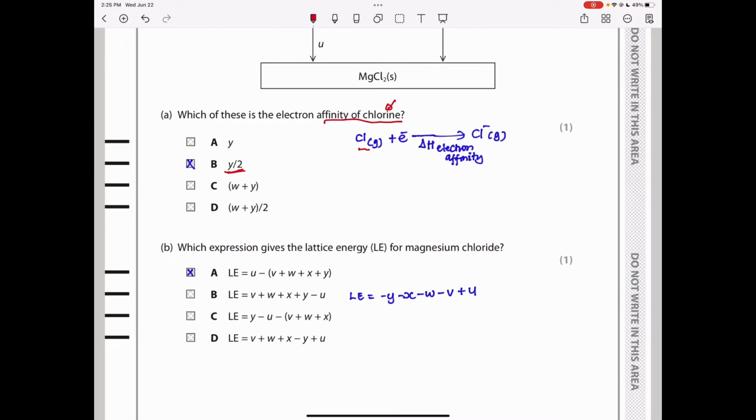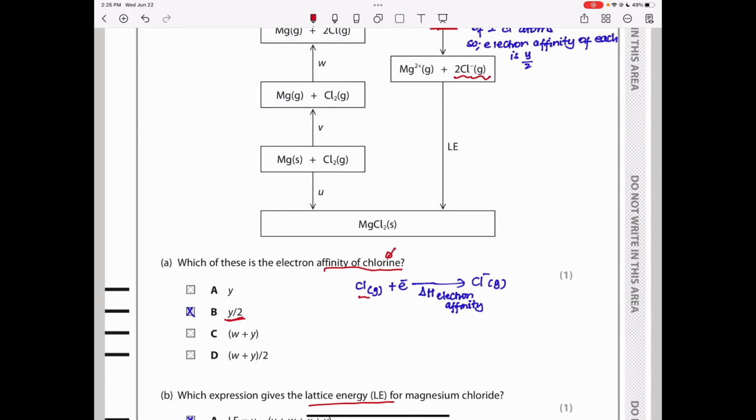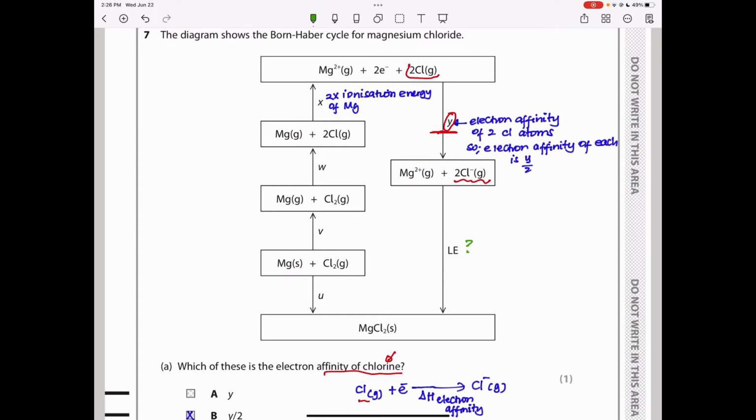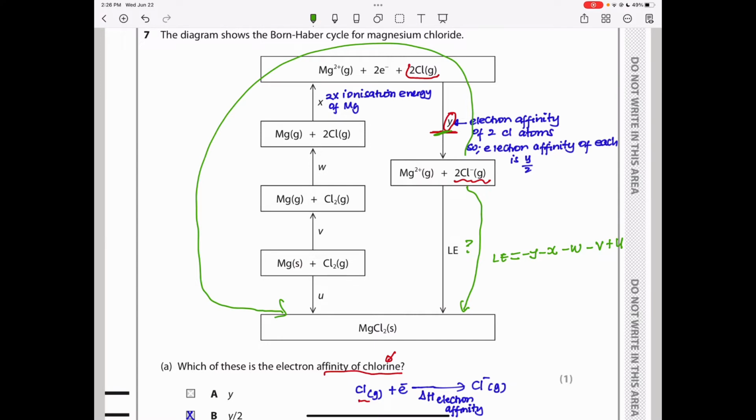And then here they ask us which expression gives the lattice energy for magnesium chloride. I want to take you back a little bit here. Let me use a different pen. So if we are looking for lattice energy, moving from here to here, we are going to go all the way backwards until this point here. Because you're reversing, this is going to be negative Y. And then going backward, it's going to be negative X, negative W, negative V, and then plus U. So it means lattice energy is going to equal U minus the sum of all the other things.